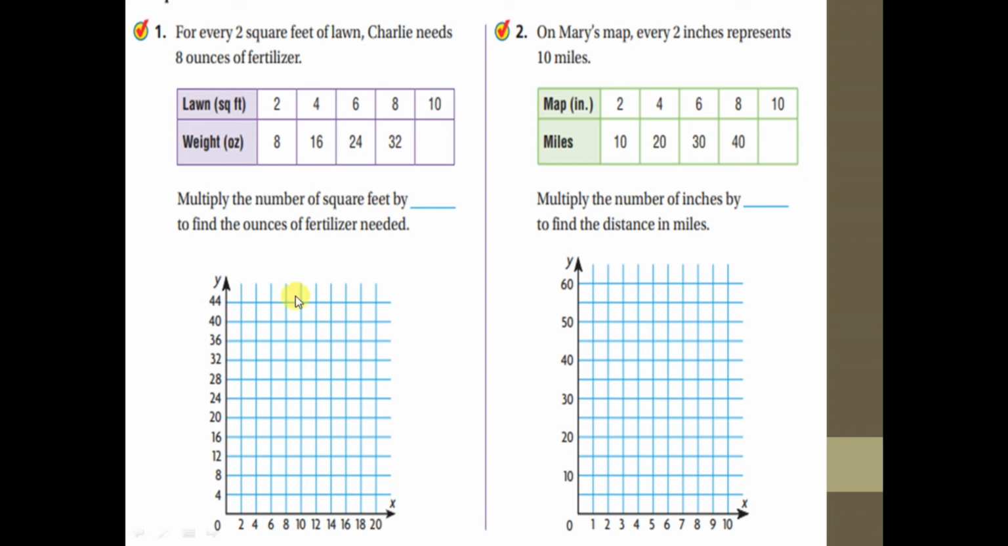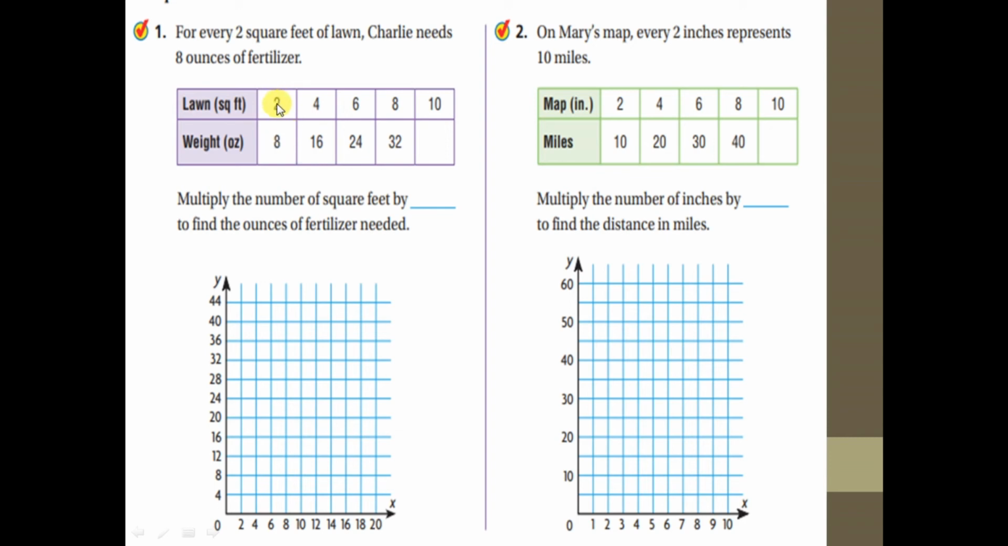final two examples here. For 2 square feet of lawn, Charlie needs 8 ounces of fertilizers. And fertilizer is a substance that we use to fertilize plants and help them to grow. Okay, so for every 2 square feet we use 8 ounces. So here is the relation between the two patterns.